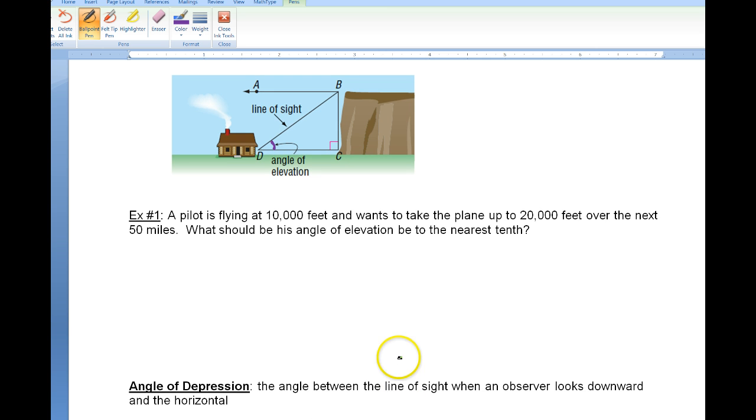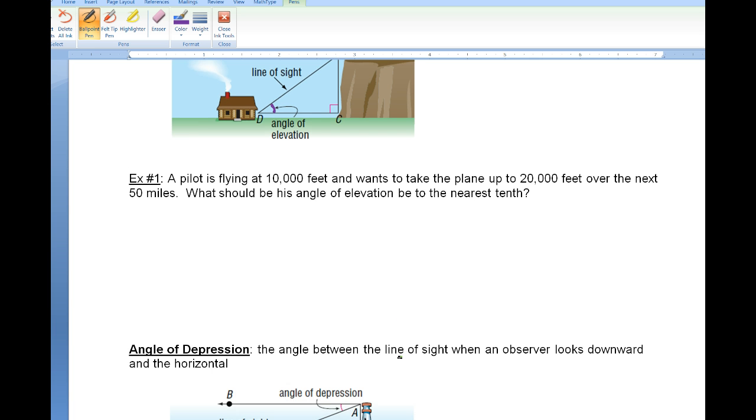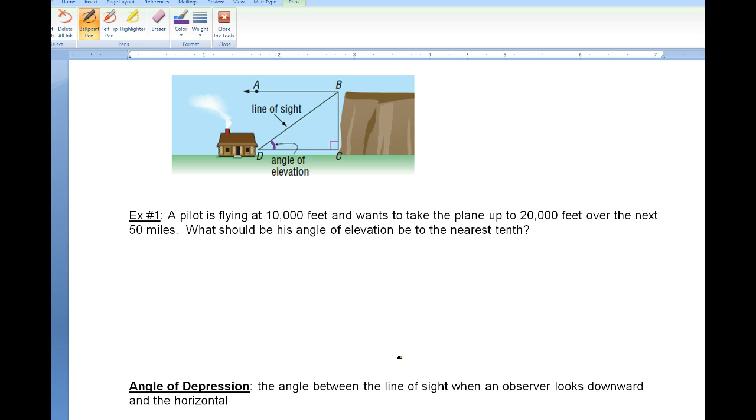Okay, so let's look at Example 1. A pilot is flying at 10,000 feet and wants to take the plane up to 20,000 feet over the next 50 miles. What should his angle of elevation be to the nearest tenth? Well, the fact that he's starting at 10,000 feet is kind of irrelevant. If we look at the difference, from 10,000 to 20,000 feet, that is a vertical distance of 10,000 feet.